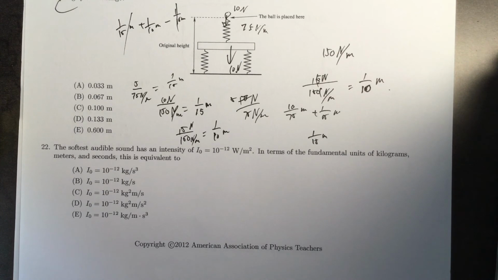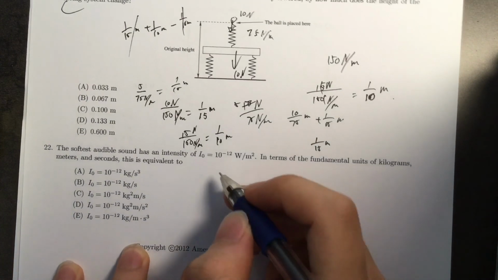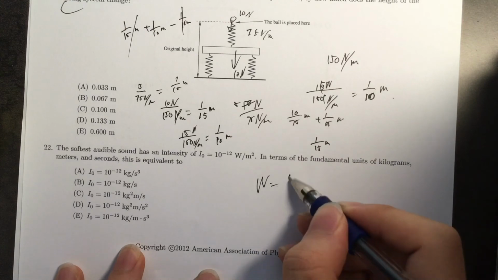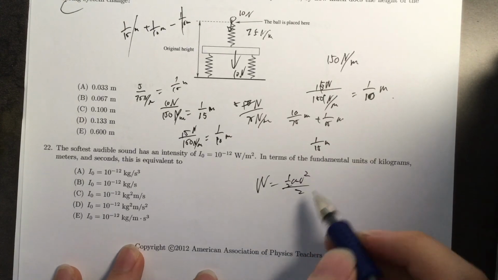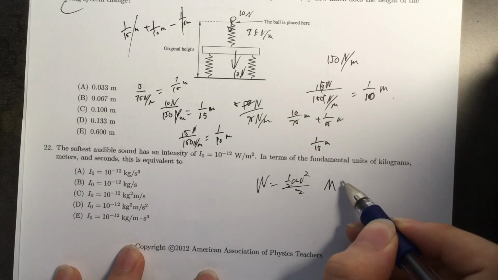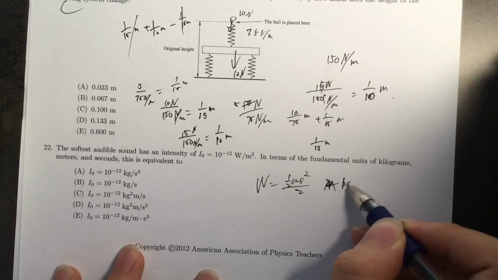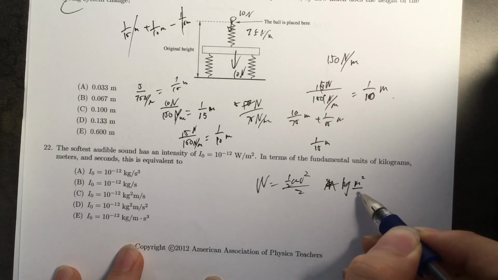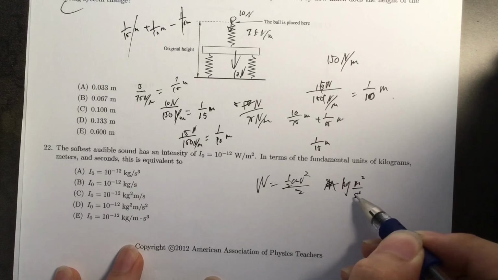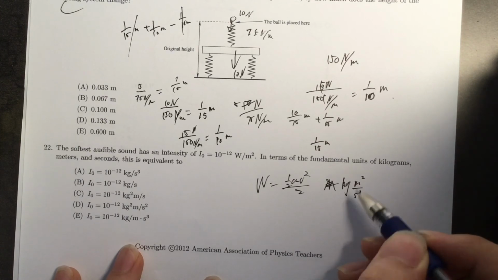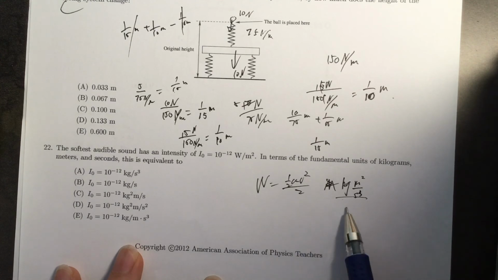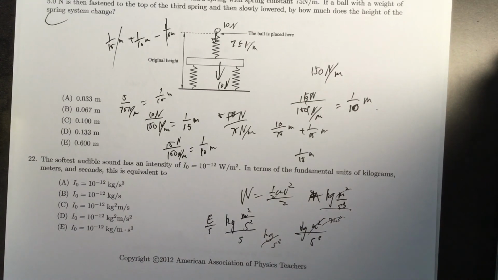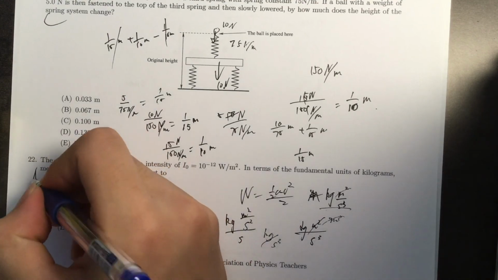Okay, so this is a unit change problem. The work is equal to 1/2 mv squared, right? So m is mass, v is velocity, so it's kg times velocity squared, meters squared over seconds squared, divided by seconds again over 3, divided by meter squared. We cancel out, so we have kg over s^3. So the solution for 22 would be kg over s^3, so it's A.